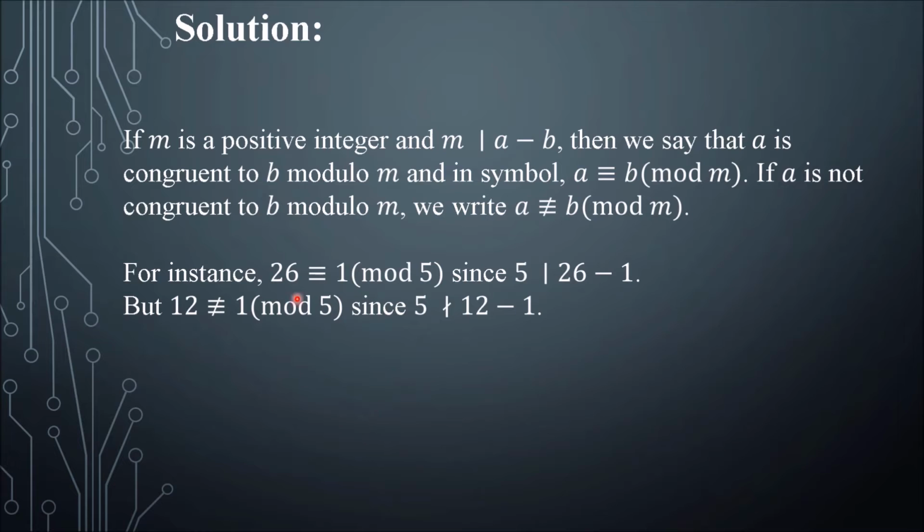For instance, 26 is congruent to 1 modulo 5 since 5 divides 26 minus 1, or 26 minus 1, which is 25, is divisible by 5. But 12 is not congruent to 1 modulo 5 since 5 doesn't divide 12 minus 1.